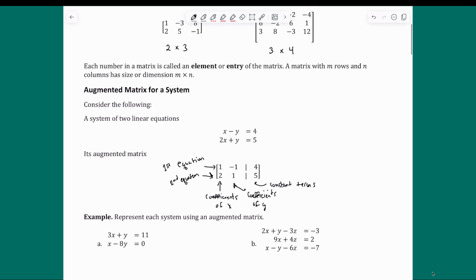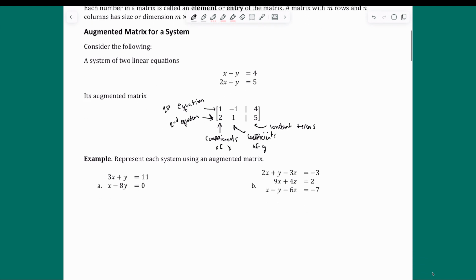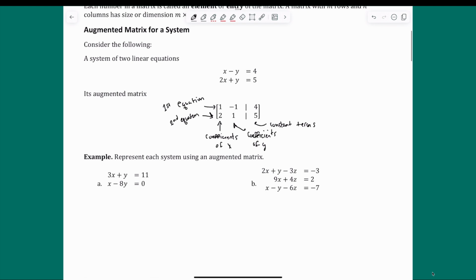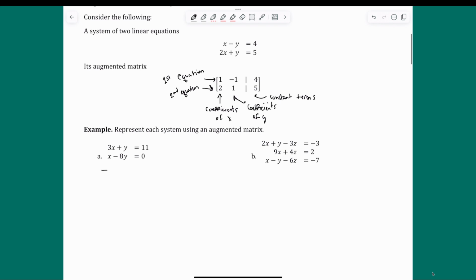Let's look at an example. Represent each system using an augmented matrix. We have 3x plus y equals 11. The second equation is x minus 8y equals 0. So the augmented matrix would be 3, 1, 1, negative 8, and then 11, 0, the 3 columns. And then I like to put a little dashed line here that just indicates where the equal sign was. And so that's the augmented matrix for the first system.